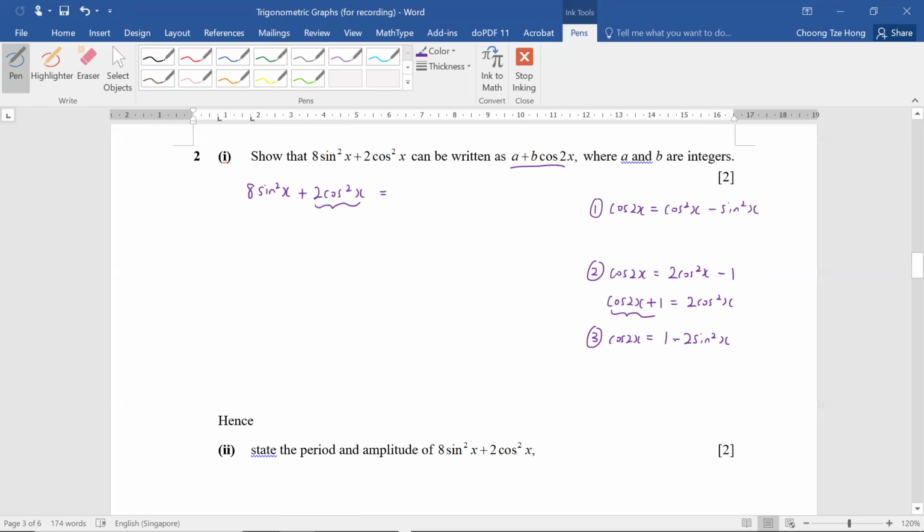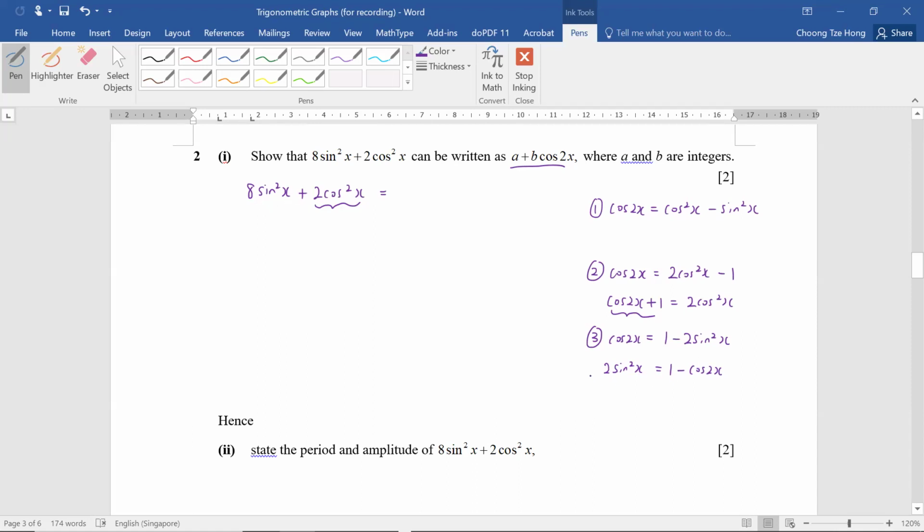Then we can do likewise for this using the third form of the double angle formula for cosine. If we bring the negative 2 sine square x to the left side, it becomes positive 2 sine square x, right? Then we bring the cosine 2x to the right side, and we will have this expression already. So 2 sine square x is equal to 1 minus cosine 2x. But over here is 8 sine square x.